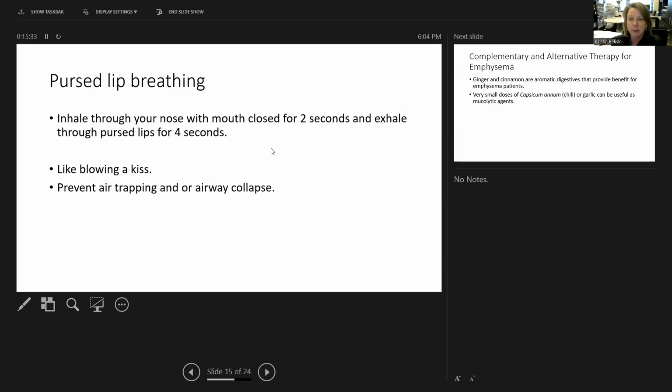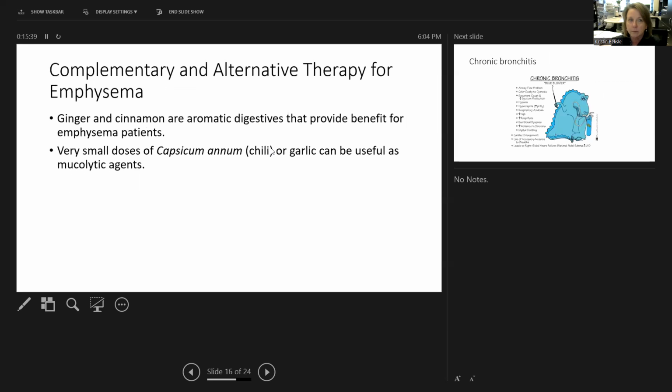This prevents air trapping and air collapse. So we really need them to do that. It's going to extend that exhalation.